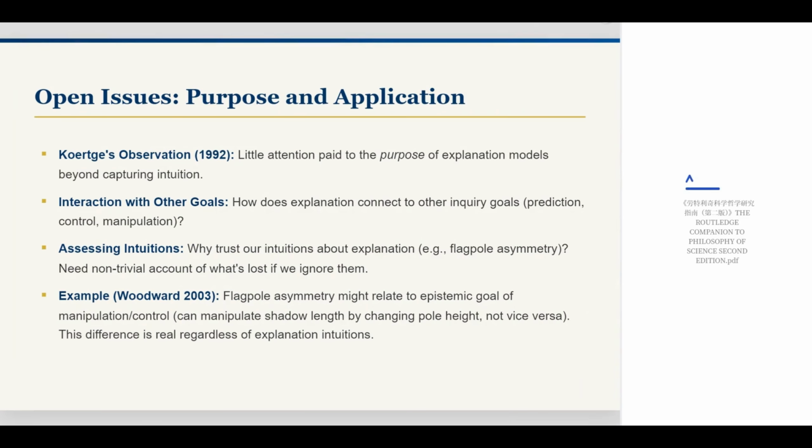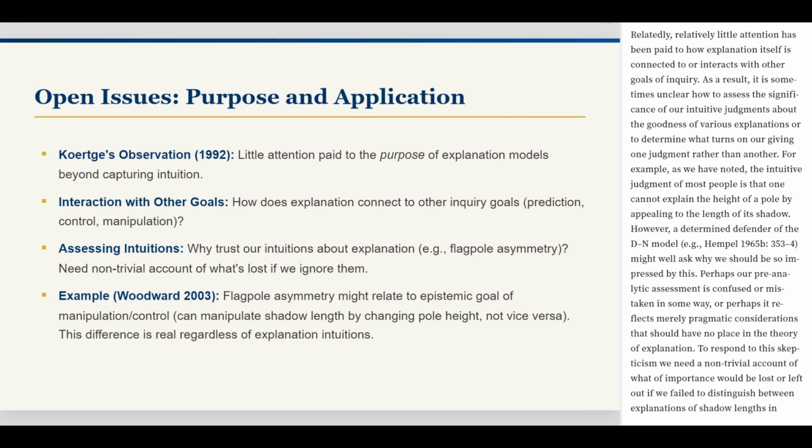How? Where do we go from here? Kjaergaard pointed out something interesting. All this theorizing about explanation models often misses a crucial question. What are these models actually for? Beyond just mirroring our gut feelings, what's the larger purpose? And how does explanation relate to other things we care about in science, like making predictions or controlling events?